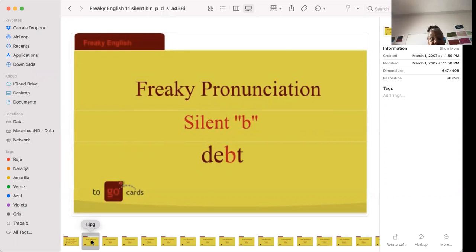Debt. This word I've had in other cards. I've explained why the B is there, but even if I explain, it doesn't really matter. In the end, you have to know that debt, even though you don't pronounce the B, you must write it. And I've had a lot of students, I'm talking about at the college level, who do not know how to spell this word. And when they see the word, they say debt. And these are native speakers. Doubt, to doubt someone.